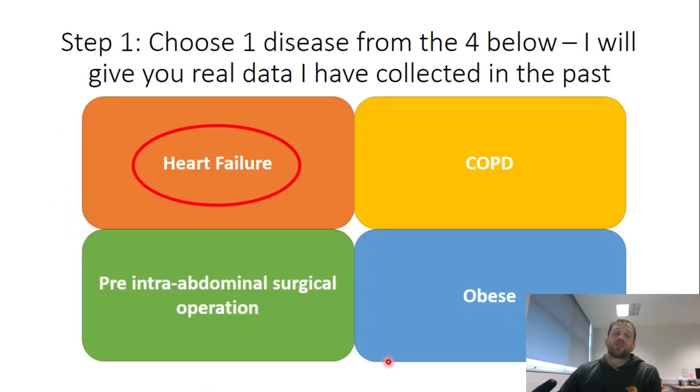Now, to go through the step-by-step process of what you need to be thinking about in order to complete your assessment, the first thing to do is to choose the disease that you're interested in, to choose your case profile, if you like. So who are you interested in? Are you interested in heart failure, chronic obstructive pulmonary disease, post chemoradiotherapy but prior to intra-abdominal surgery, or an obese population? And that is entirely up to you. I'll give you no hints or tips about what to do. It's just whatever you think's interesting, see fit.